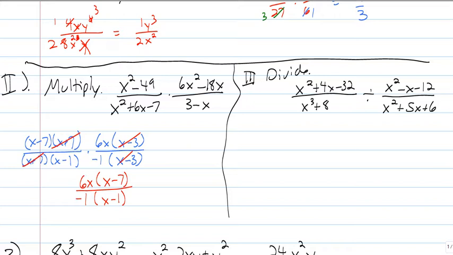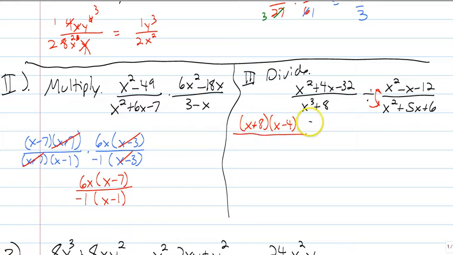Okay, division. Division, we flip it and multiply. So I'm going to flip this and turn it into multiplication. But again, this is all factoring. So if you're good at factoring, you should be good at this chapter. And if you're not, practice, practice, practice. We'll get you there. The top factors to be x plus 8 and x minus 4.